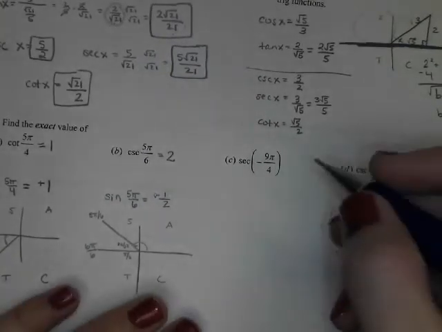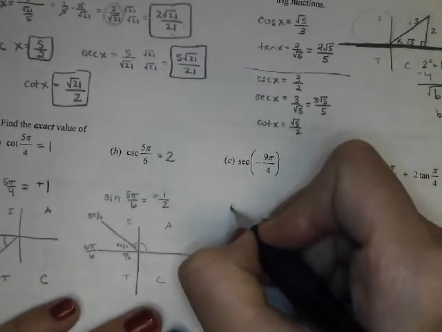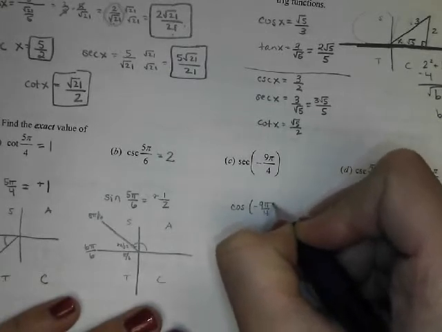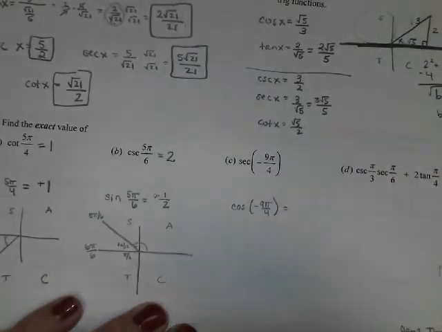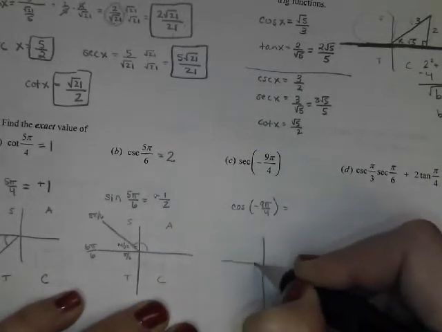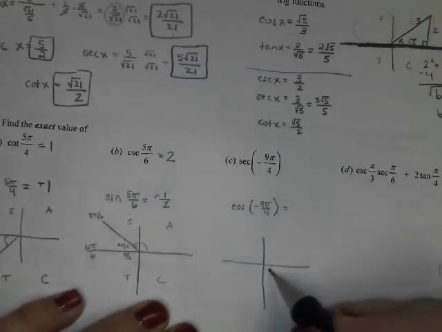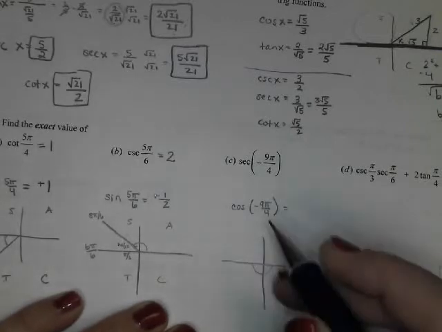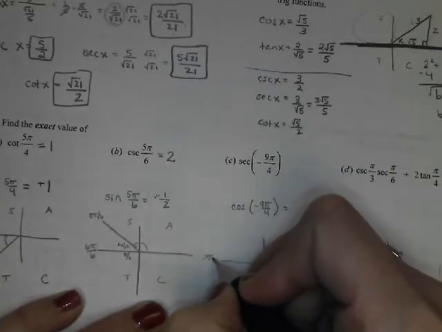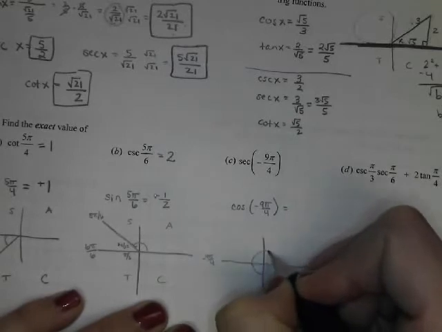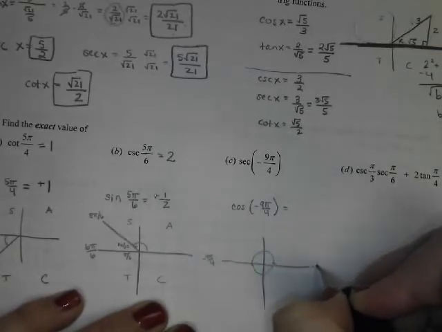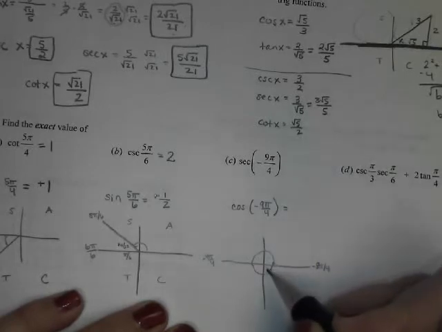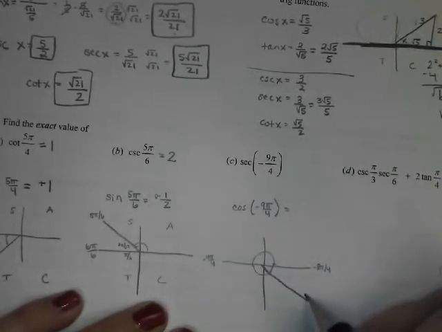Alright, secant of negative 9 pi over 4. I'm going to find the cosine of negative 9 pi over 4, and once I get it, I'll flip it. So, negative 9 pi over 4. We're going backwards because it's a negative. So here's negative 4 pi over 4. Keep going, a full circle is going to be negative 8 pi over 4. And so negative 9 pi over 4 is just going to be one extra tick past.